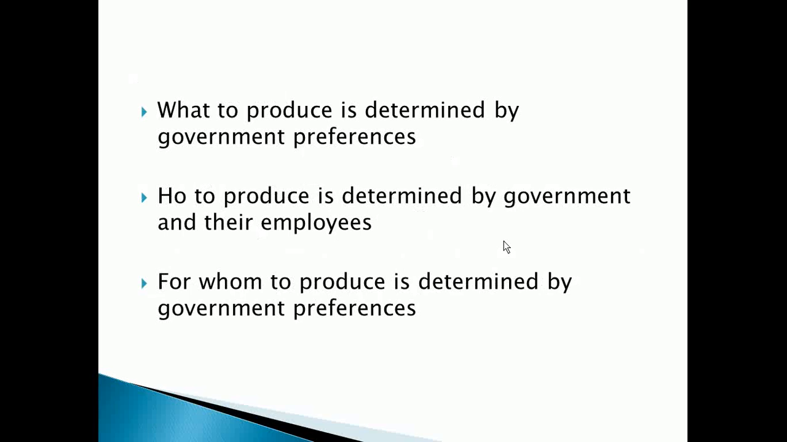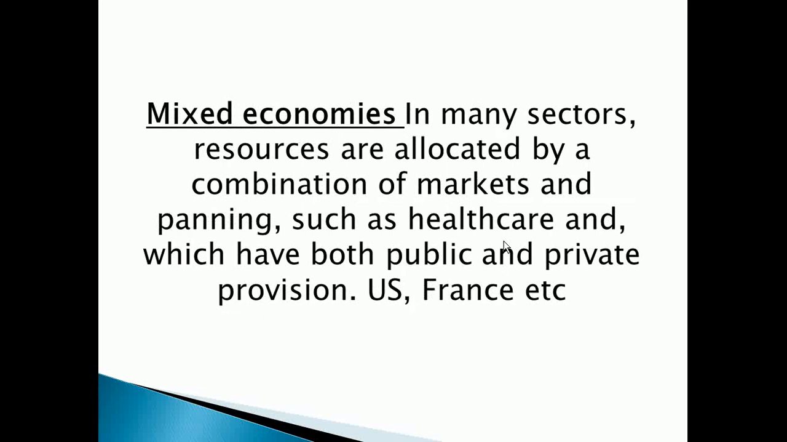Mixed economies are characterized by coexistence of both the private and the public sector. In other words, all economic decisions are partly taken by the state and partly taken by the private entrepreneurs. Mixed economies have distinct public sector, where resources are allocated also mainly by the government. We're talking about defense, police, fire services. In many sectors, resources are allocated by a combination of different market and planning. For example, healthcare, we have both public and private sector provision. Education, there is both the public and the private sector provision as well.